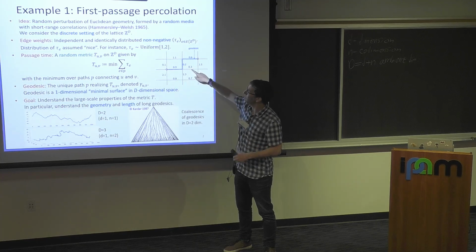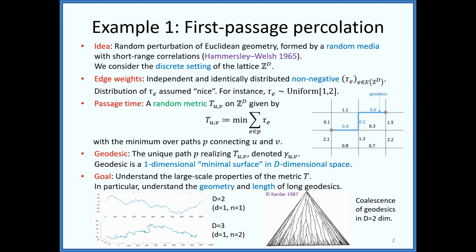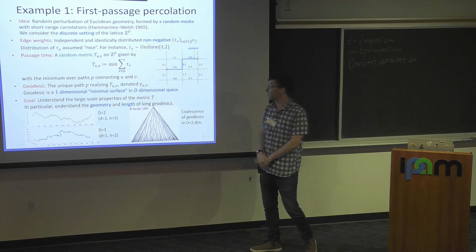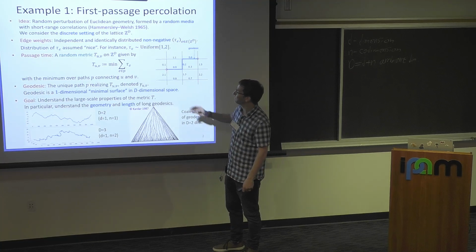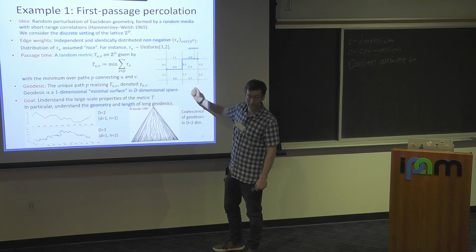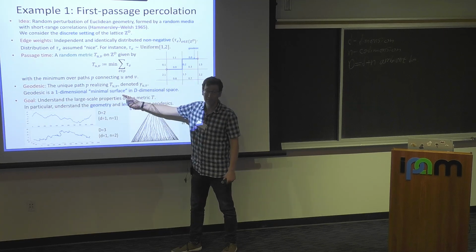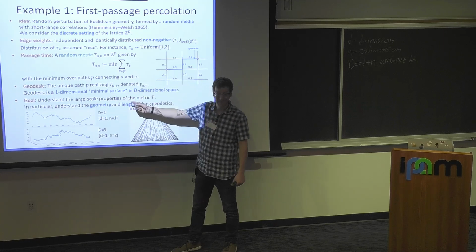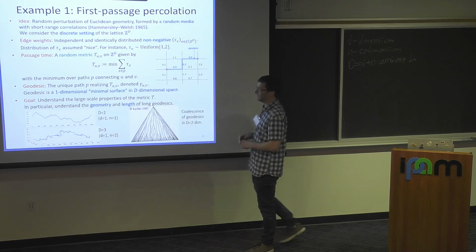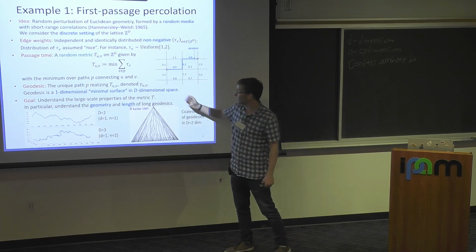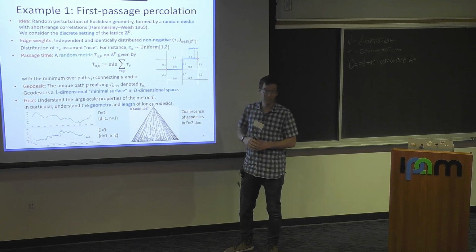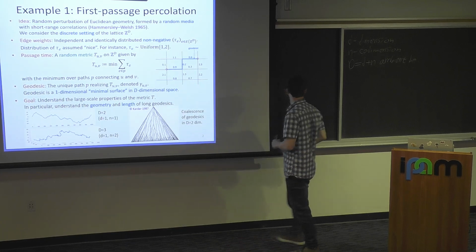And these numbers will be random. We take them to be independent, identically distributed. For instance, uniform on [1,2]. And we wish to study in this random environment the minimal paths, the geodesics. Geodesics is the same as minimal paths. Notice that this is a one-dimensional minimal surface because it minimizes the distance. So it's a minimal surface in a capital D dimensional space, and we would like to understand the large-scale properties of this random metric space. For instance, the geometry and lengths of long geodesics.